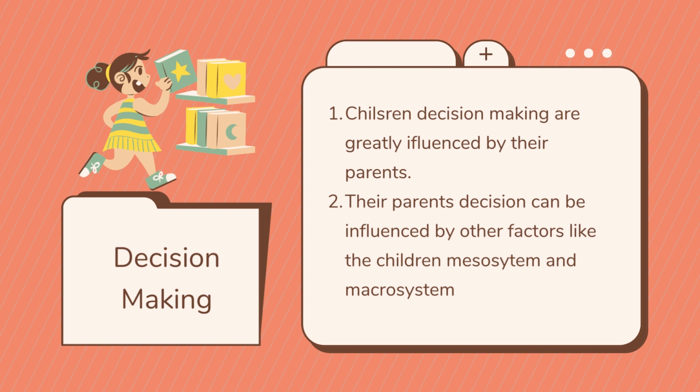In this case, the systems that influenced the first participant the most are the mesosystem and the macrosystem, because the reason his father decided on this school is related to his brother. So indirectly, it also influenced the decision making of his father.